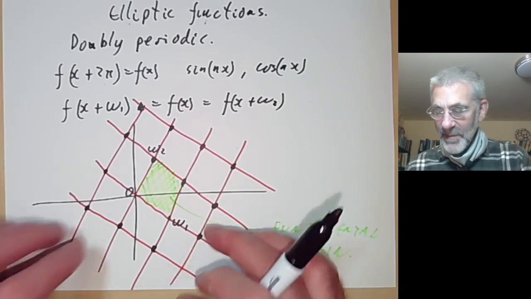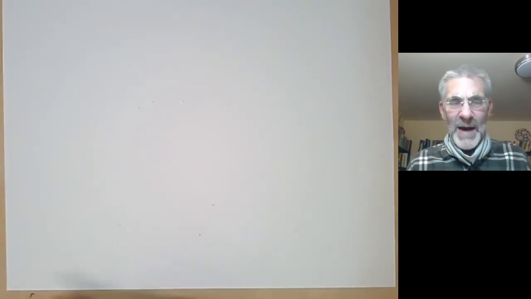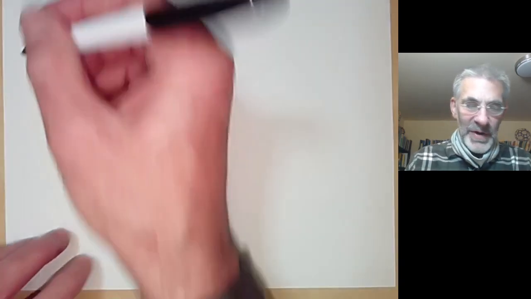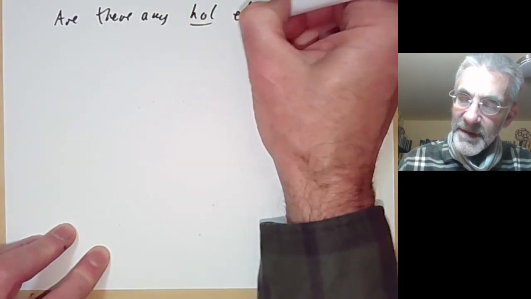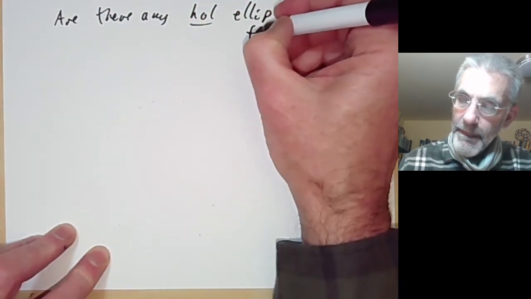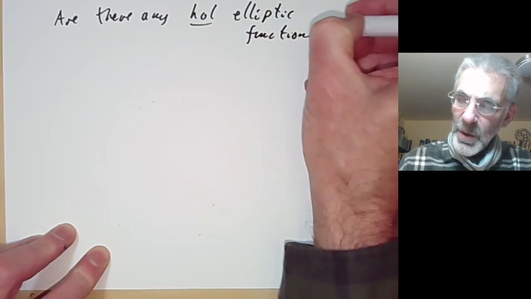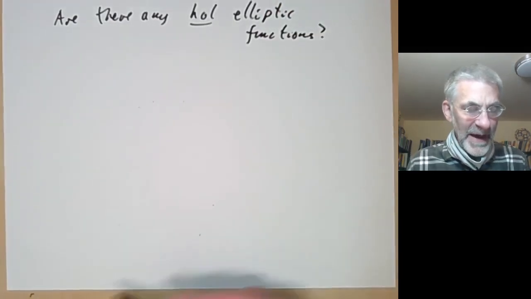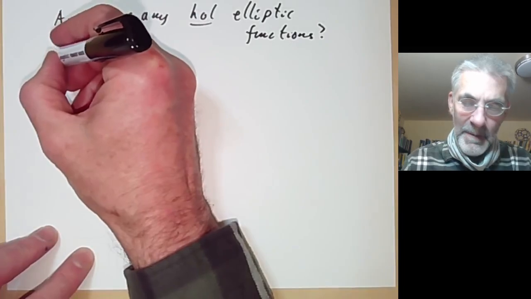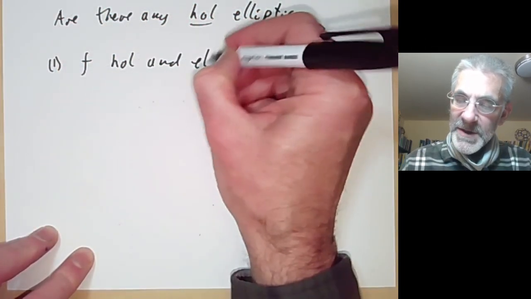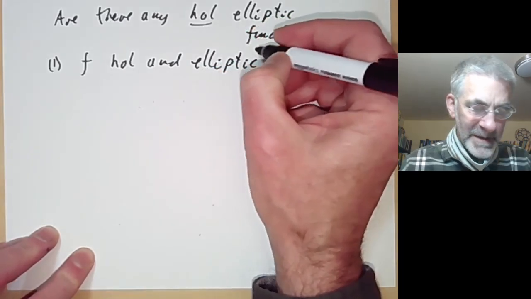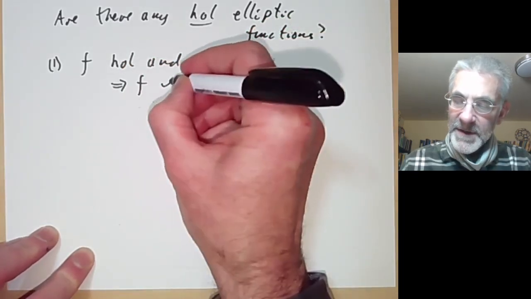So the first question about elliptic functions is, are there any? Well, if you just allow any functions, it's obvious there are, but we can ask, are there any holomorphic elliptic functions? Well, obviously there are constants, but are there any other than that? And the answer is no. If f is holomorphic and elliptic, this implies f is constant.